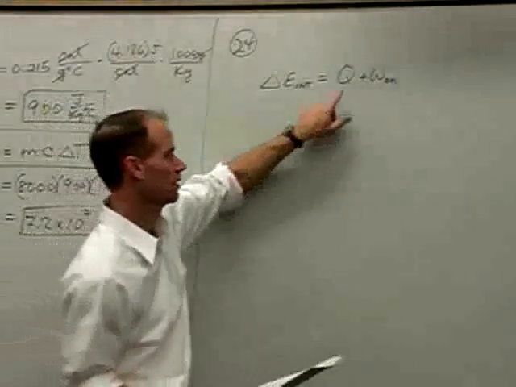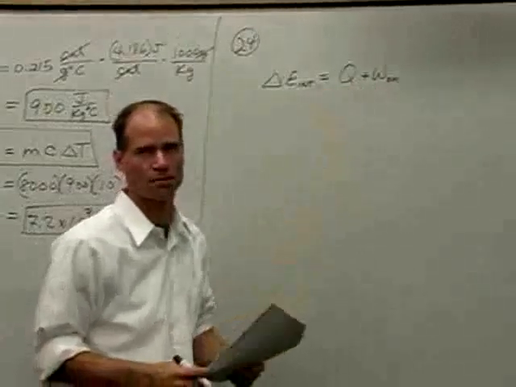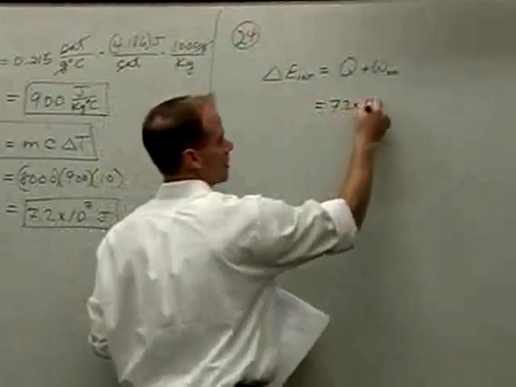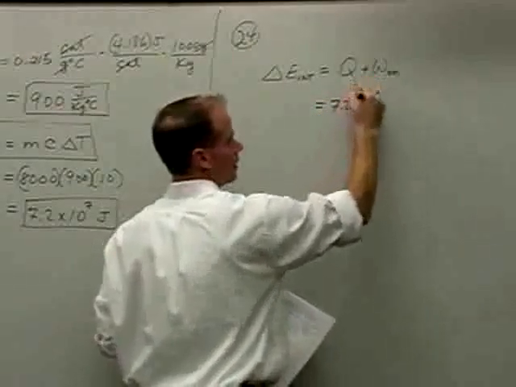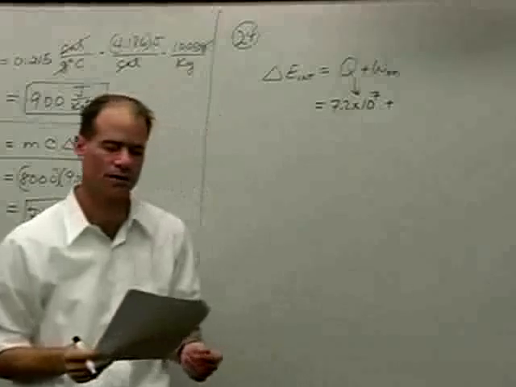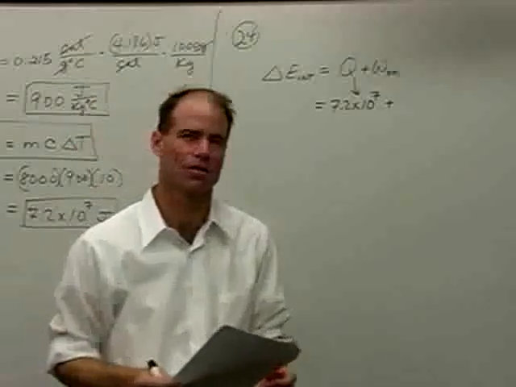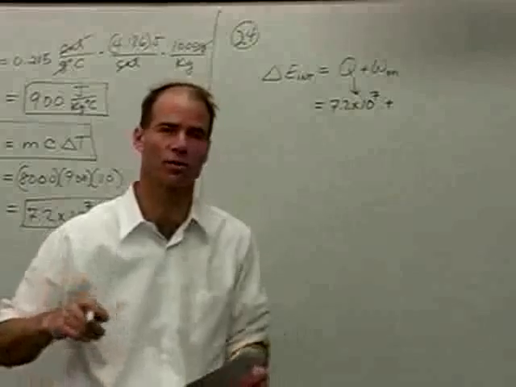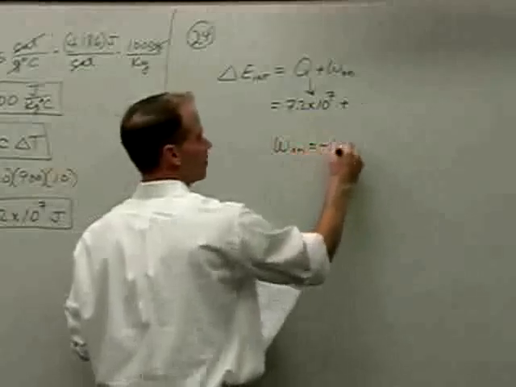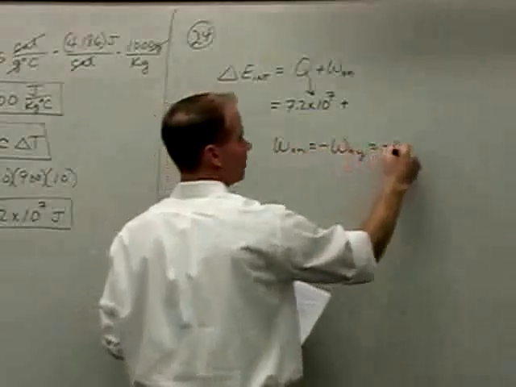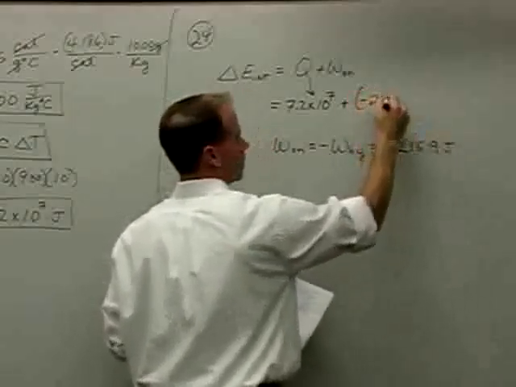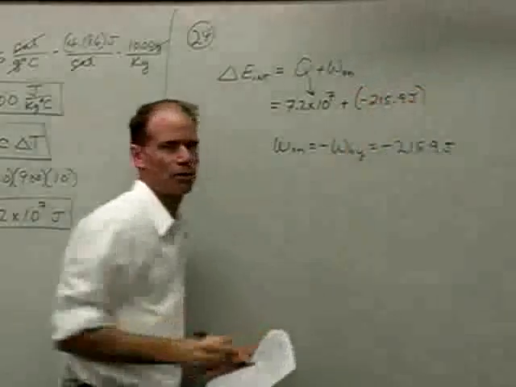Well, we've already figured out these two things from the previous problems, 22 and 23. This was 7.2 times 10 to the 7 joules for the heat added. Now, on problem number 22, we figured out the work done by the system. The work done on the system is the negative of the work done by the system, so this would be a negative 215.9 joules. So that's what we're going to put in there.